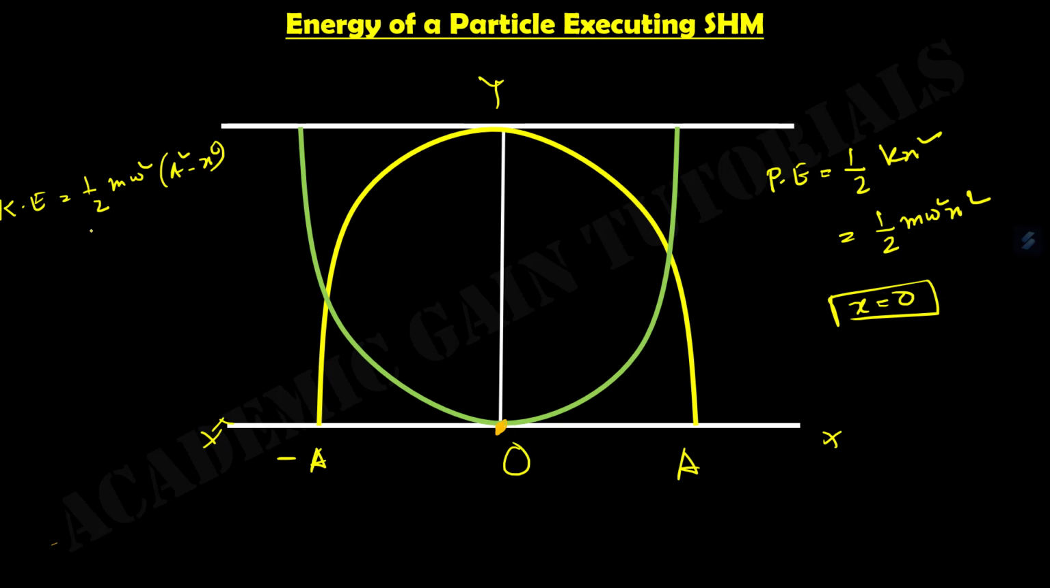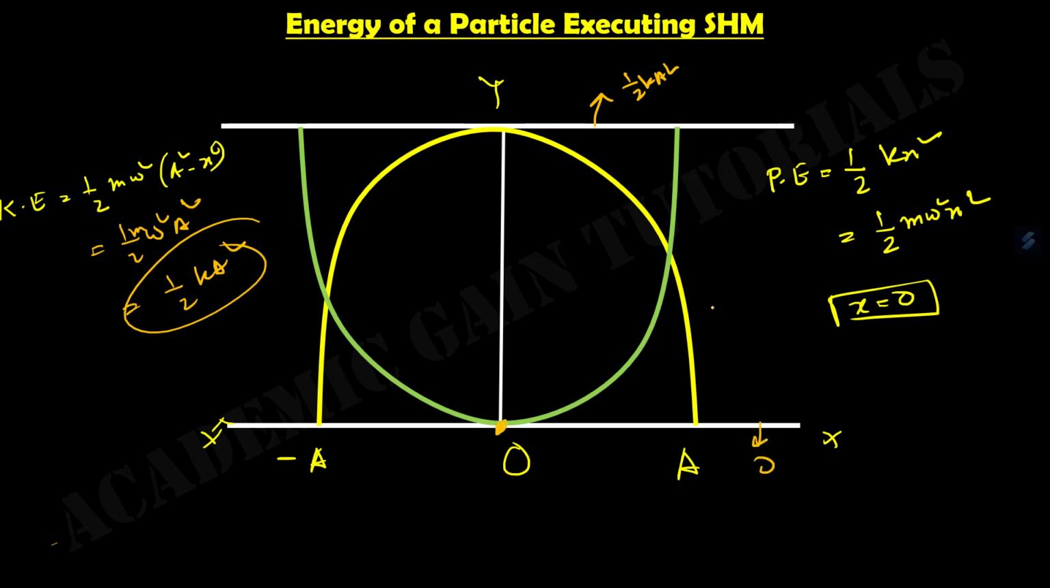But what is the case of kinetic energy? When x equals 0, our kinetic energy equals half of m omega square a square, or half of k a square. We know this is the total energy of our simple harmonic motion, and this line represents half of k a square, and this line represents 0. So in this case, when x equals 0, our kinetic energy is maximum, whereas our potential energy is minimum. I hope you understand this point.